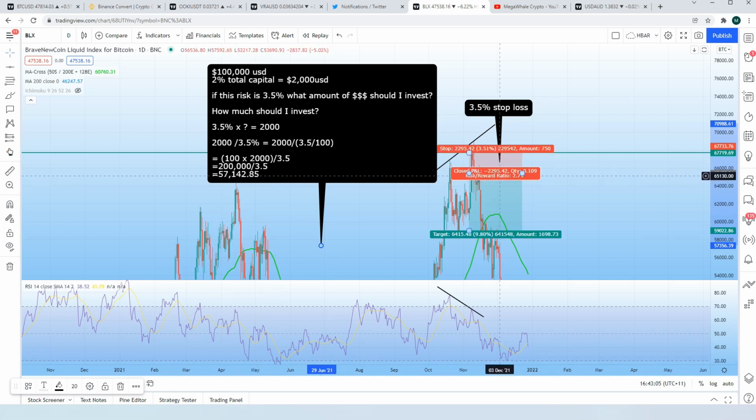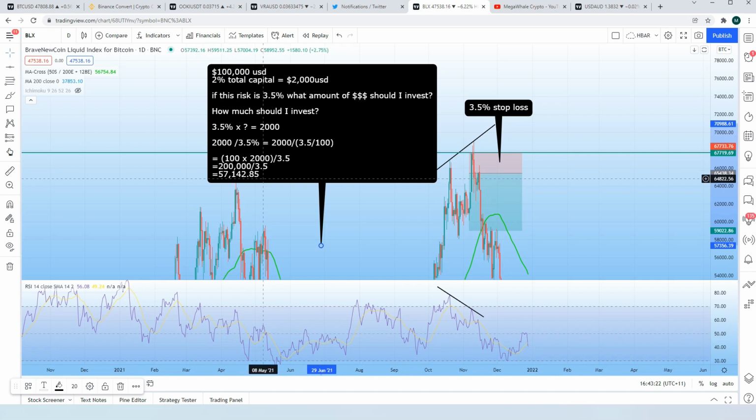$57,142. So if this individual had $100,000 capital and was wanting to invest any amount of money, but is happy to only lose $2,000, worst case scenario, he hits a 3.5% stop loss, how much money should they invest? They should invest $57,142.